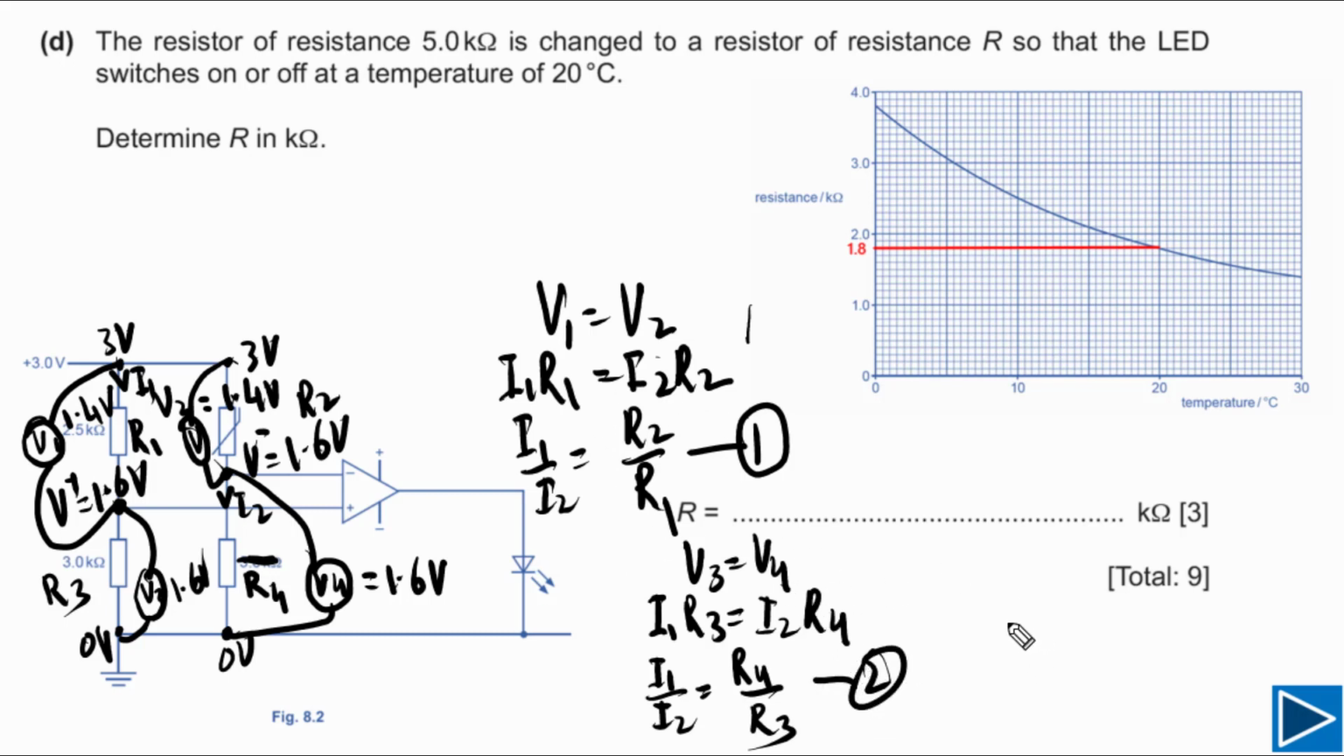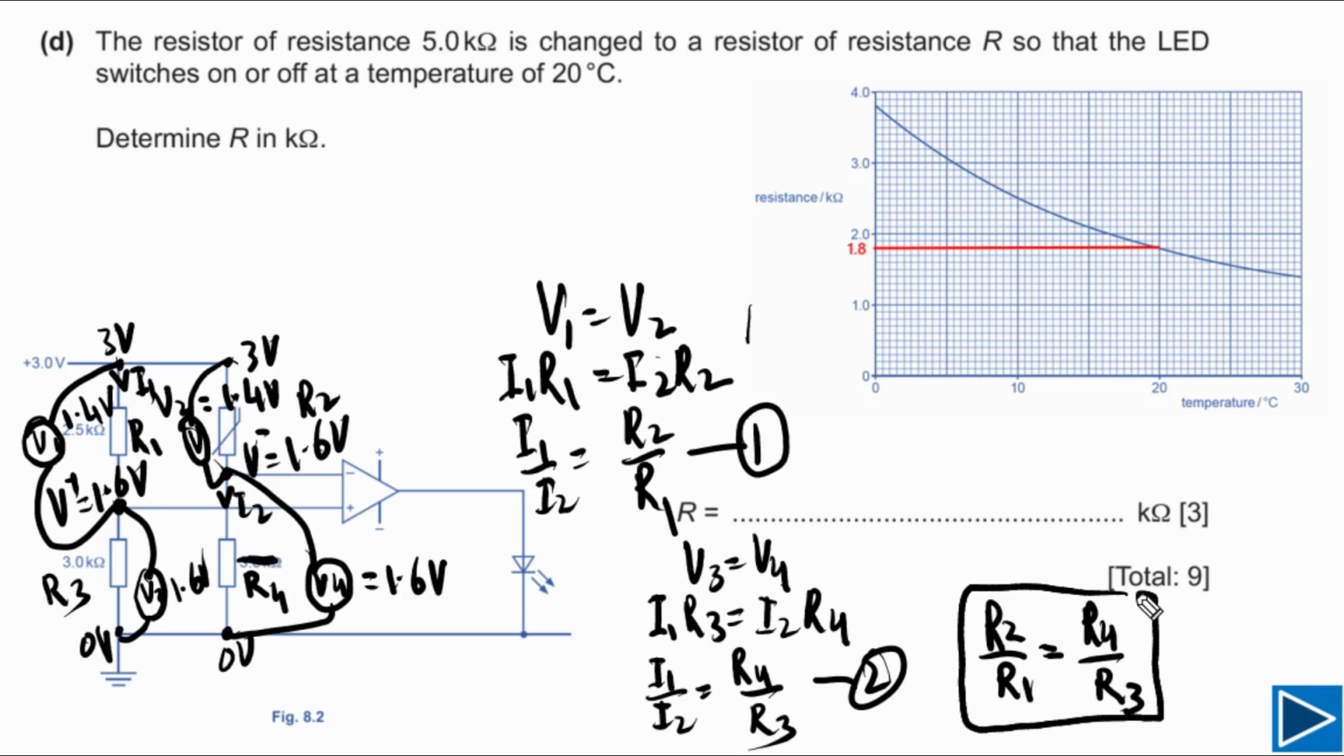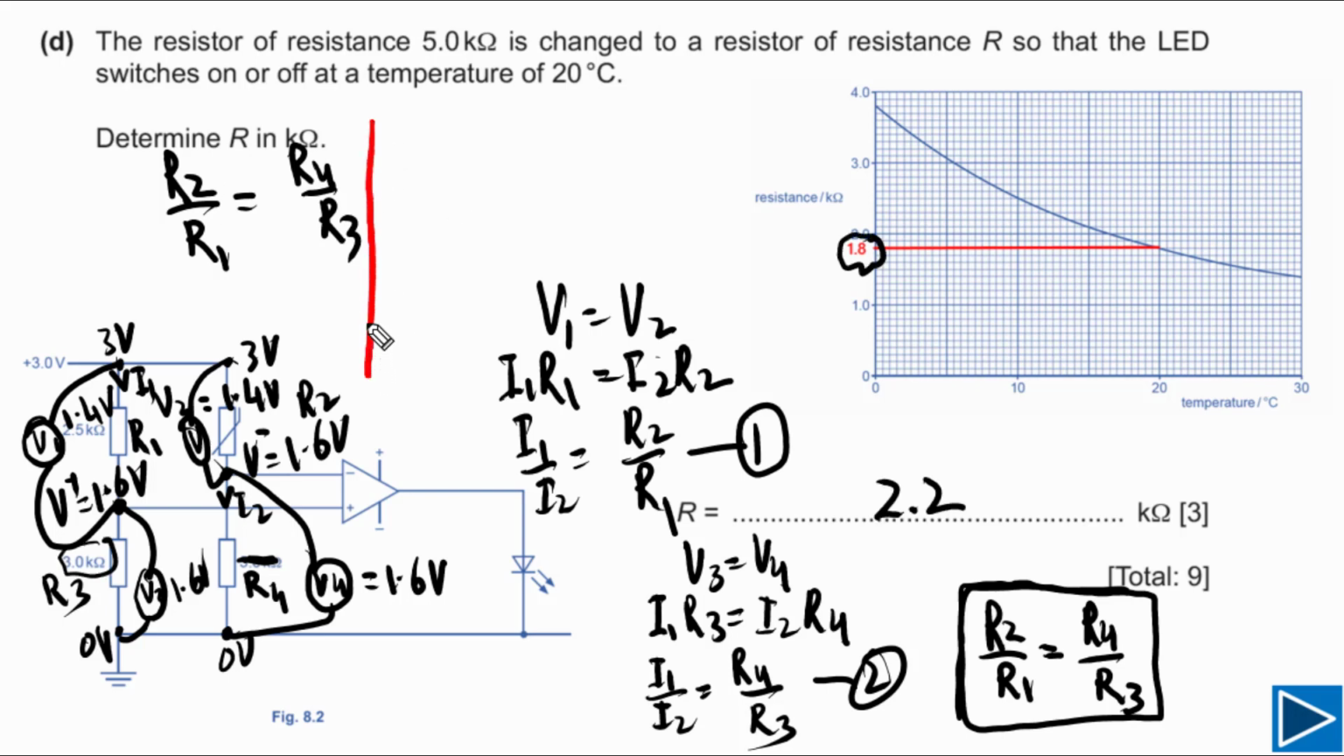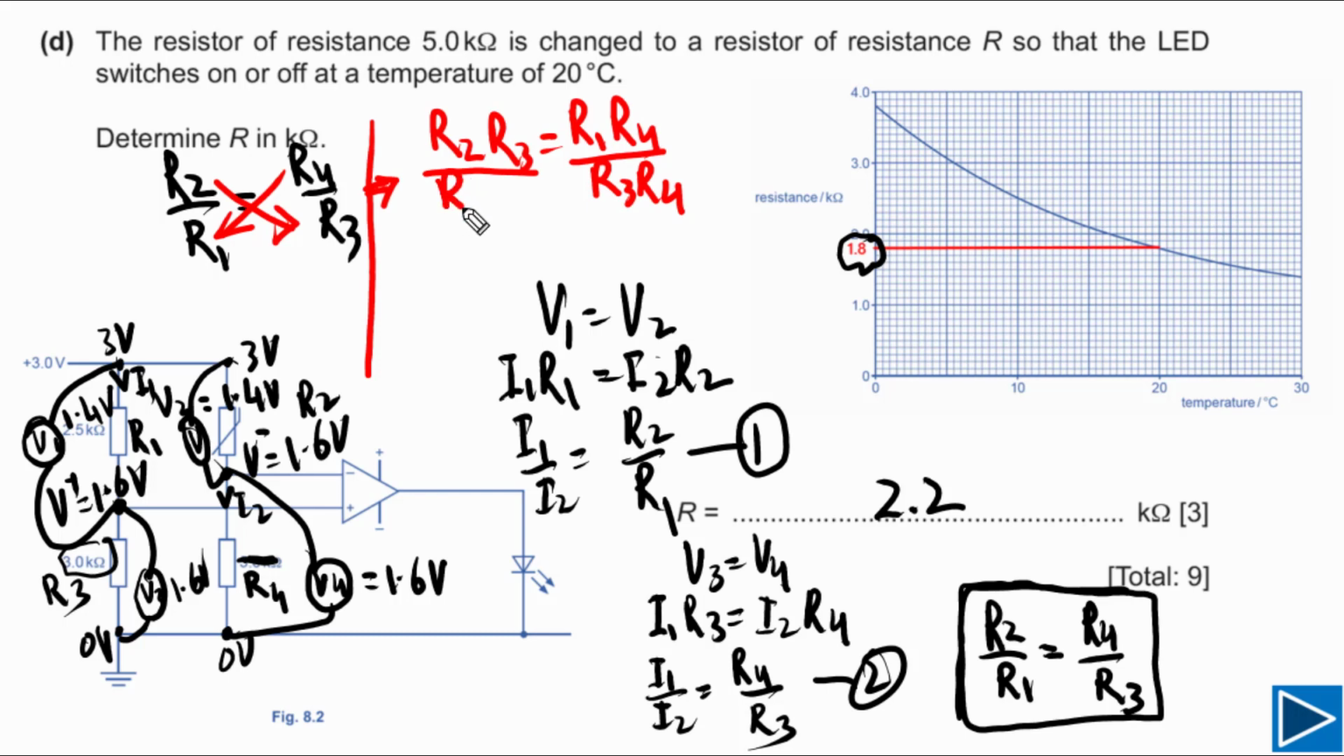Now, if we compare these two, simply we can write R2 by R1 is equal to R4 by R3. So this is the ratio between these resistors. Now we can use this to find the value of the unknown resistor, in this case the R2 resistor. R2 by R1 has to be equal to R4 by R3. Let's try to write this formula in a simpler form. First of all, we need to cross multiply, meaning we multiply like this and like this. So we can write R2 R3 is equal to R1 times R4. Let's divide both sides by R3 and R4.